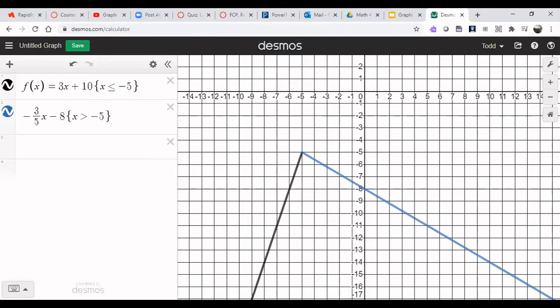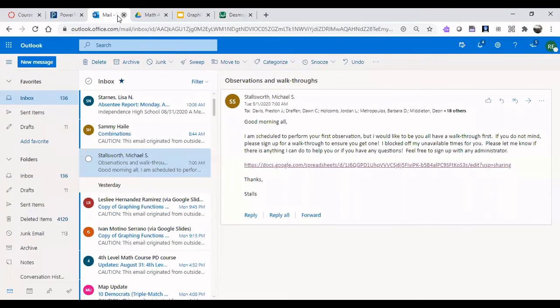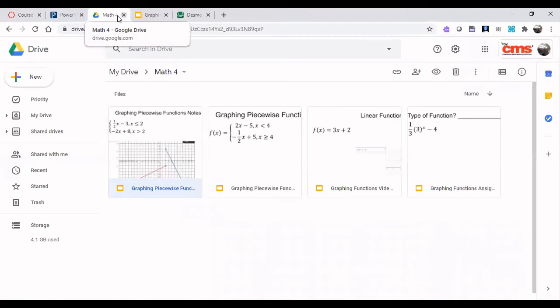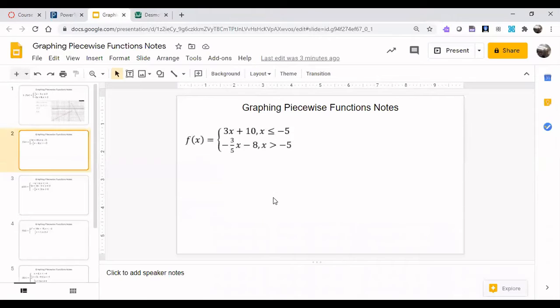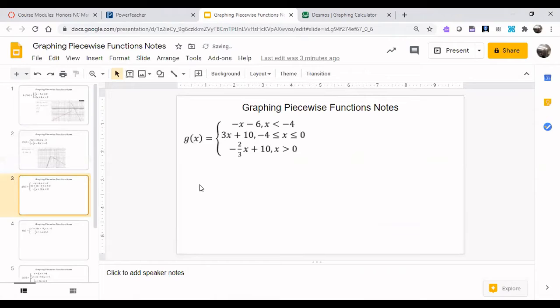So again, snip that out, and all this. There we go. Paste it there. Next one.